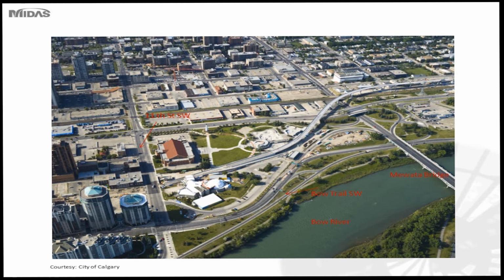Just to give you some geographical reference. What it shows here is the start of the Calgary West LRT. And this is 11th Street Southwest. Over here is the Bow Trail Southwest, Bow River. And this is the Mewata Bridge, which runs parallel to the north. So the north arrow is pointing toward this way.